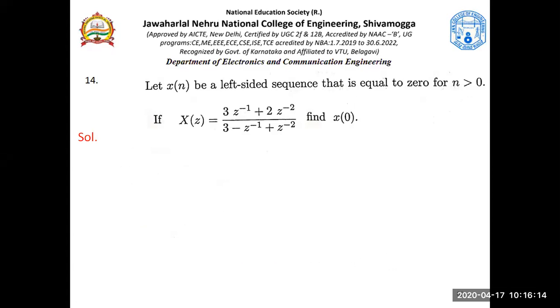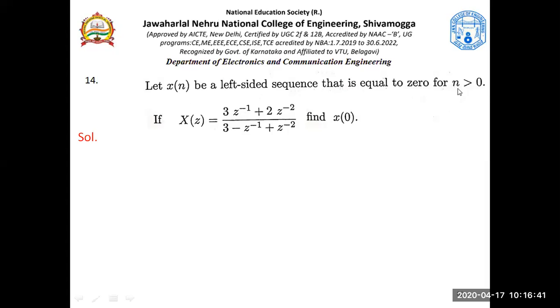Let x of n be the left-sided sequence that is equal to 0 for n greater than 0. Understand what type x of n is. It is a left-sided sequence. And soon after it's left-sided, you should understand it is non-causal, and the initial value theorem is not applicable for non-causal sequences. For left-sided sequences, the initial value theorem is not applicable.